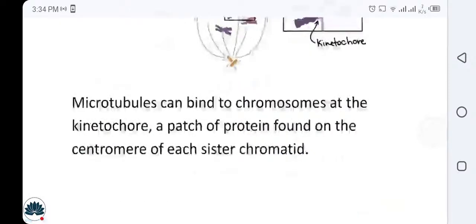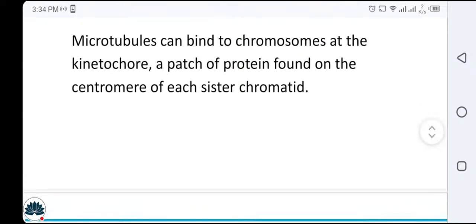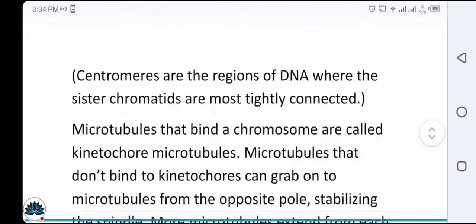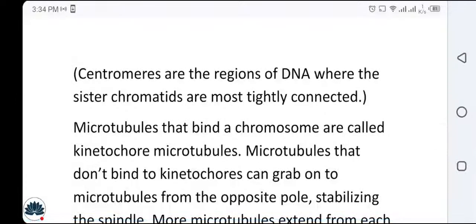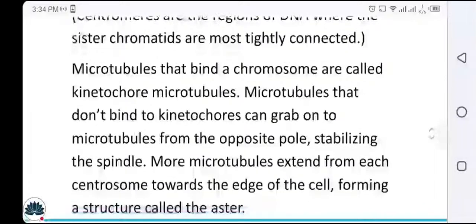Microtubules can bind to chromosomes at the kinetochore, a patch of protein found on the centromere of each sister chromatid. What are sister chromatids? We'll be understanding the structure of chromosomes. The centromeres are the regions of DNA where the sister chromatids are most tightly connected. Microtubules that bind the chromosomes are called kinetochore microtubules.